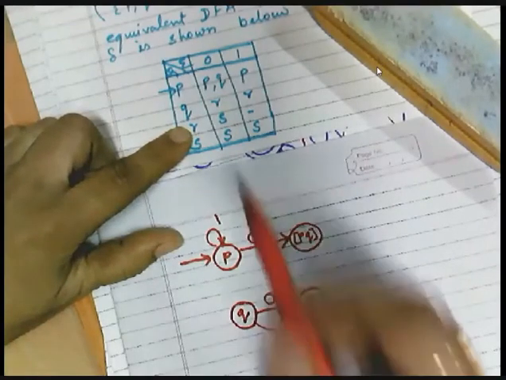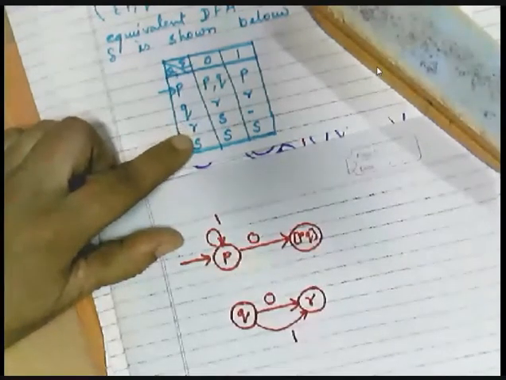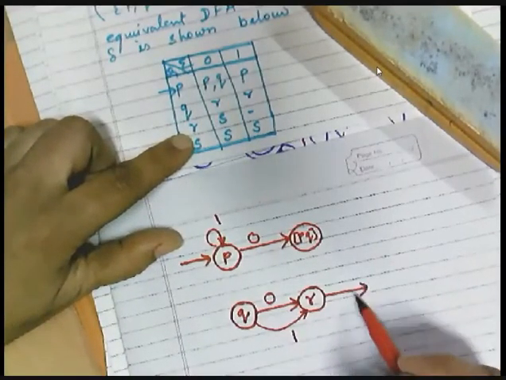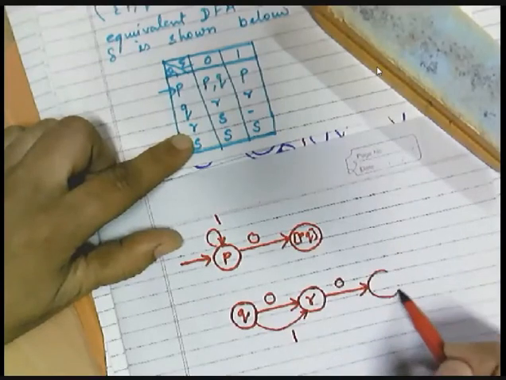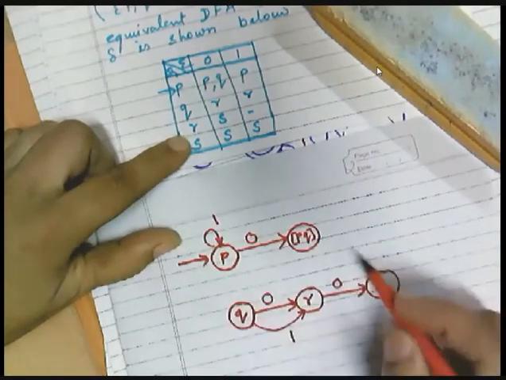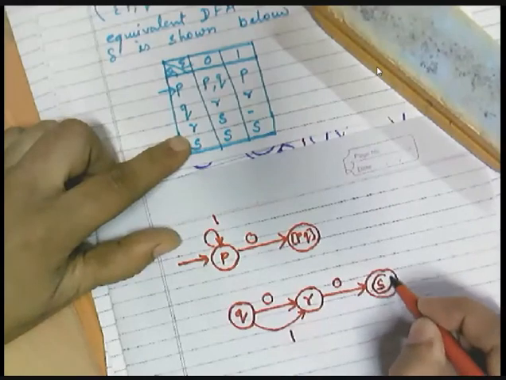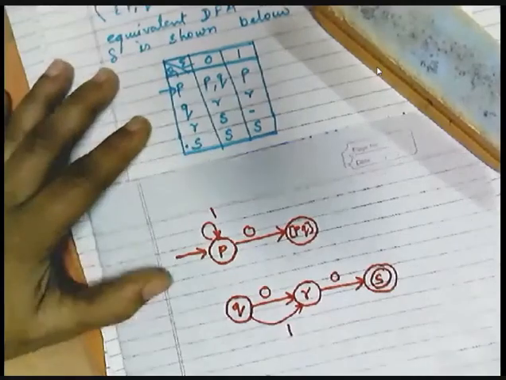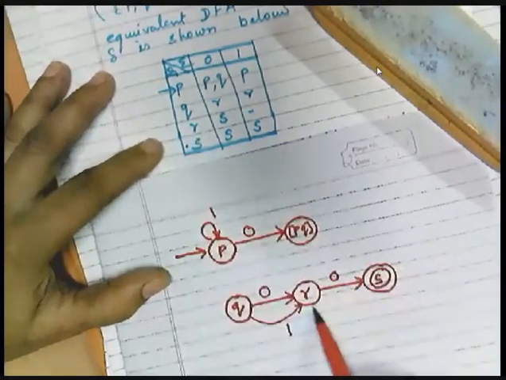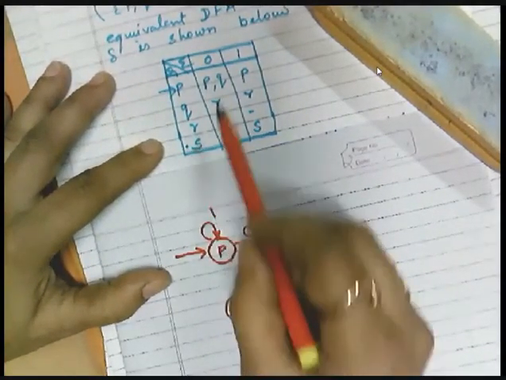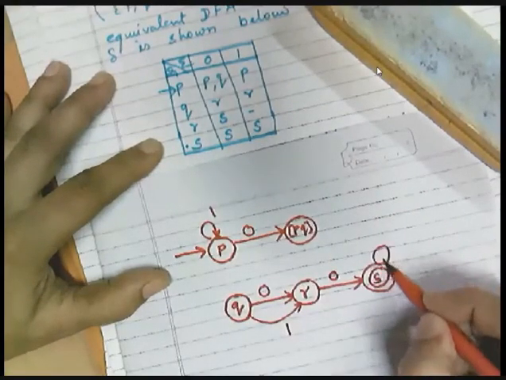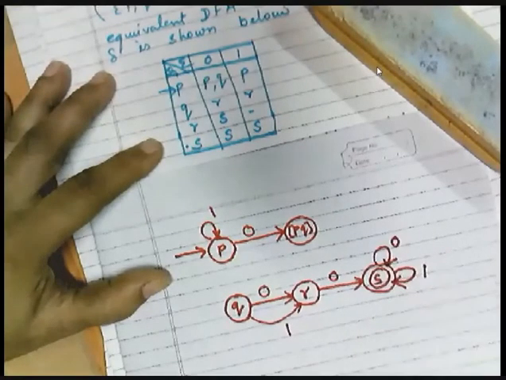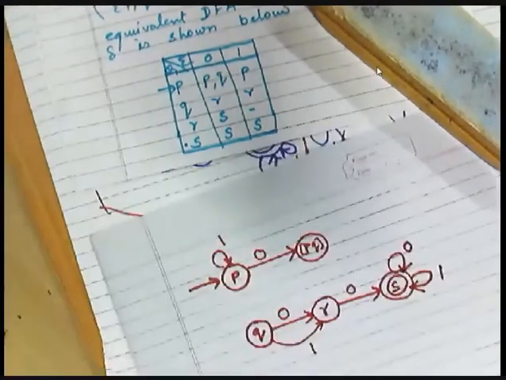Right? Next, Q on 0 moves to R and Q on 1 also moves to R. So I have also completed the second row. Now third row. R on 0 moves to S. S is a final state, so let me make this a final state. R on 1 moves nowhere, so no transitions are to be shown for 1 input. Now S on 0 and 1 moves to itself. Right?